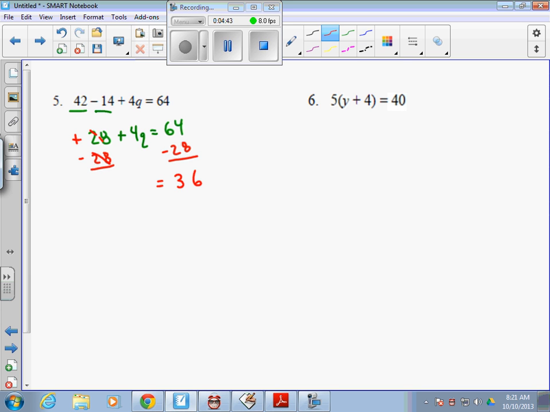28 minus 28 will cancel out, just 4q. So we have 4 times q. Undo times 4 by dividing by 4. Do likewise to the right. It'll cancel on the left. Q equals 36 divided by 4 is 9.